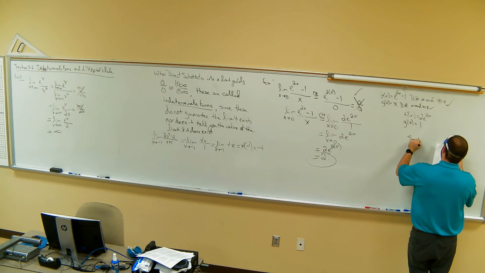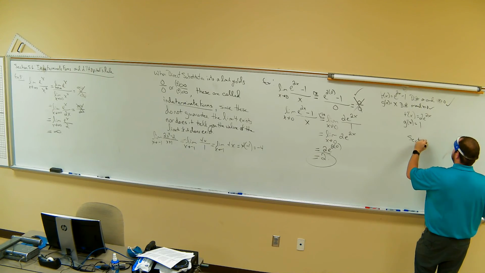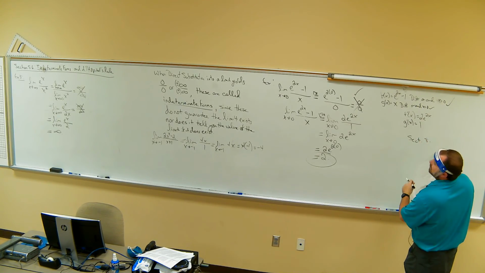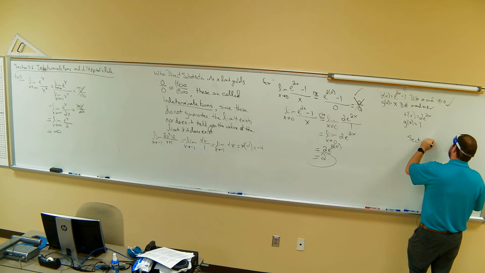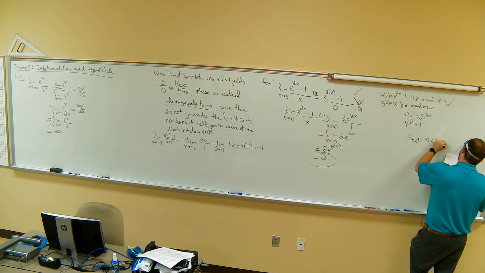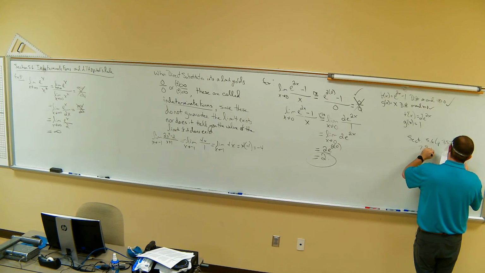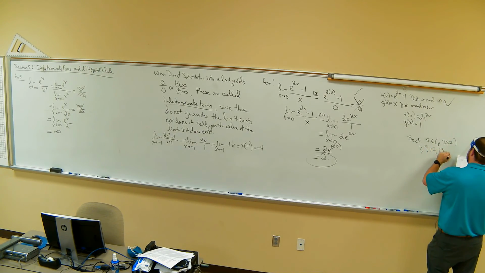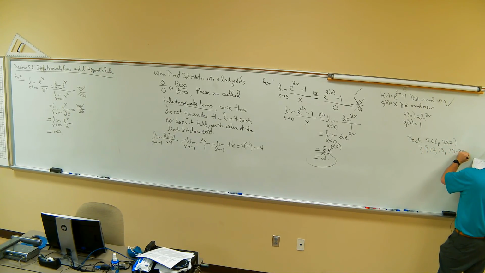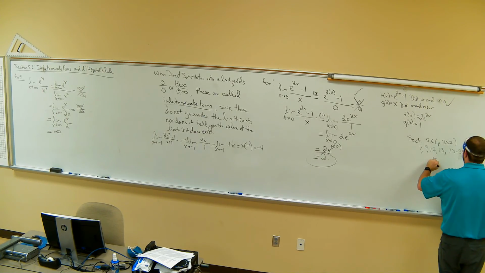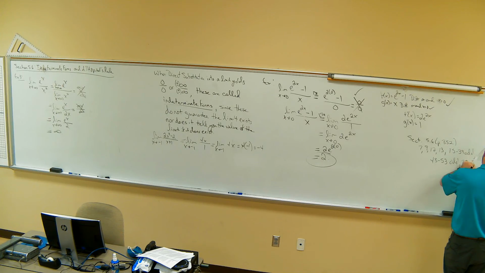So section 5.6, and it's page 352 in your book. 7, 9, 12, 13, 15 through 39 odd, 43 through 53 odd, 79 and 81.